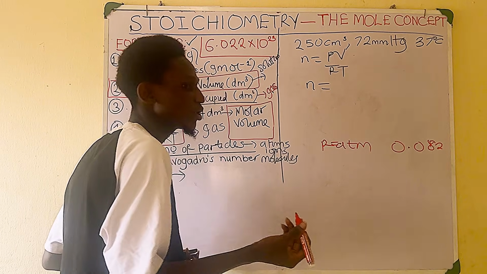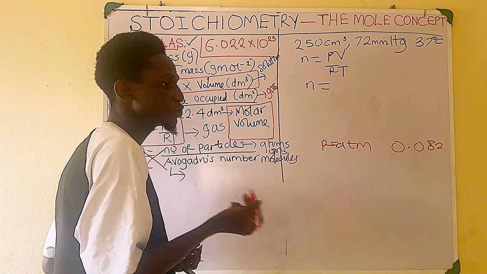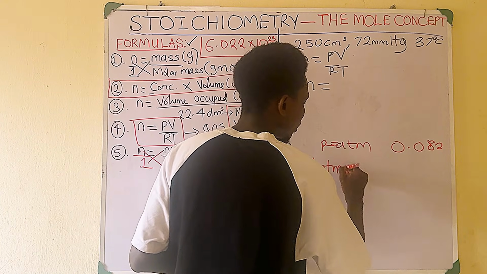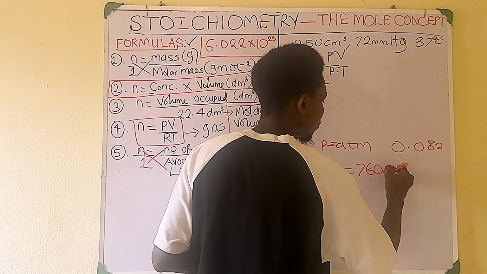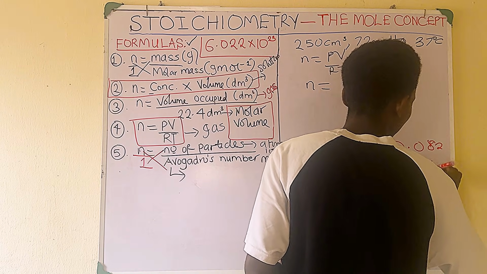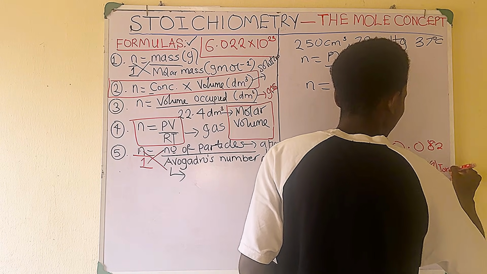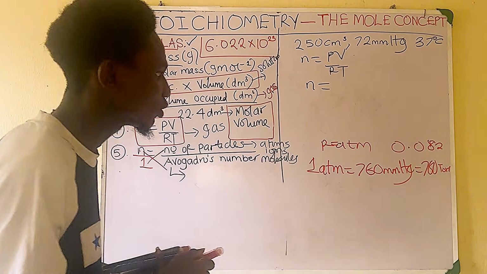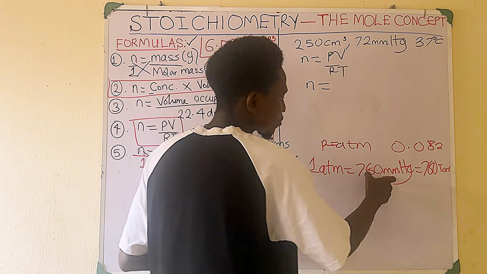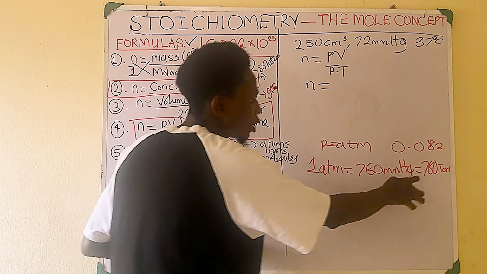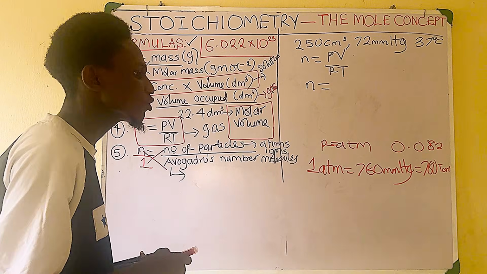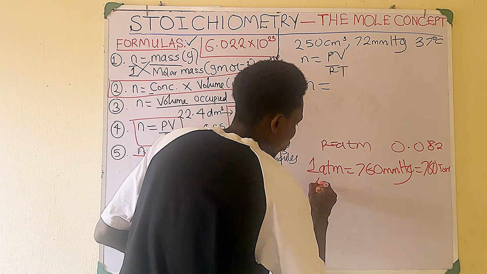Now, how do you convert millimeters of mercury to atmosphere? You have to first know the relationship between them. And what is the relationship? 1 atmosphere equals 760 millimeters of mercury, which equals 760 torr, T-O-R-R. So you must take note: millimeters of mercury equals torr. It means that if 1 atmosphere equals 760 millimeters of mercury, then 1 atmosphere is also equal to 760 torr.